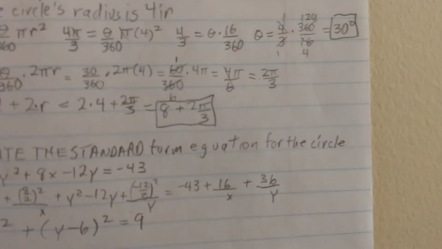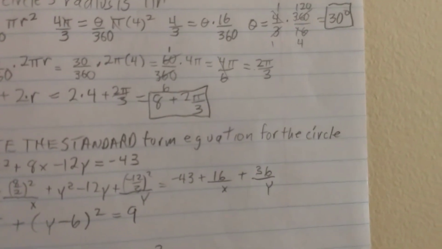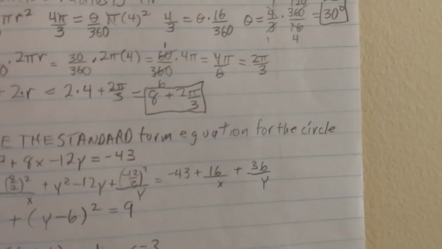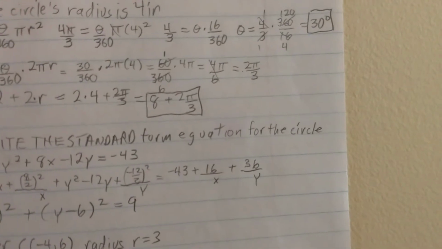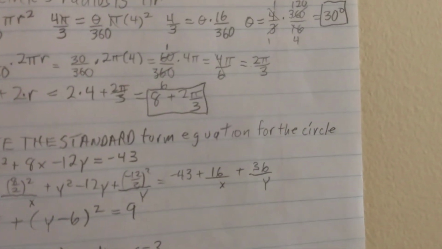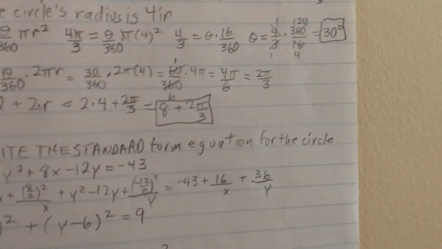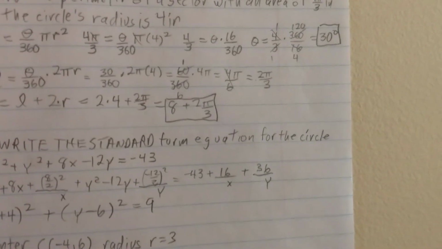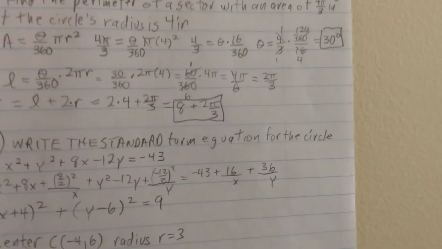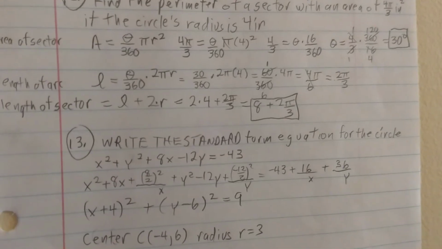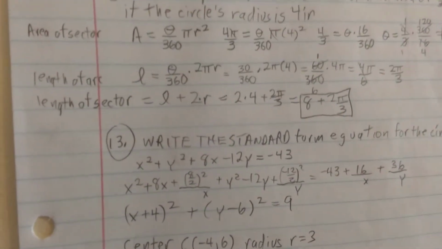So now to get theta, we multiply 4/3 times the reciprocal, 360 over 16. And 4 over 16 on one diagonal simplifies to 1/4, and 360 over 3 simplifies to 120. So we have 120 over 4 is 30 degrees for the angle of the sector.